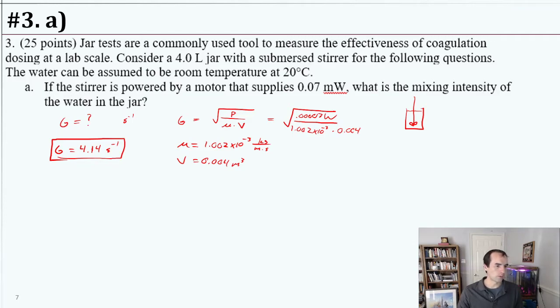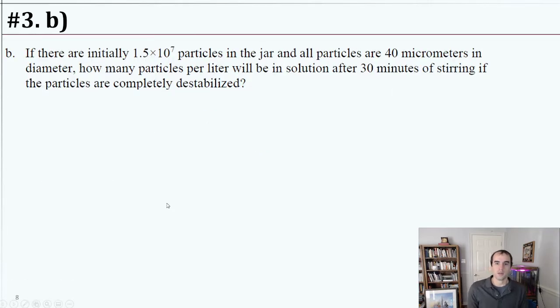Okay, so that would be the solution to the first part here. The next part says if there are initially 1.5 times 10 to the 7th particles in the jar, and all particles are 40 micrometers in diameter, how many particles per liter will be in solution after 30 minutes of stirring if the particles are completely destabilized?